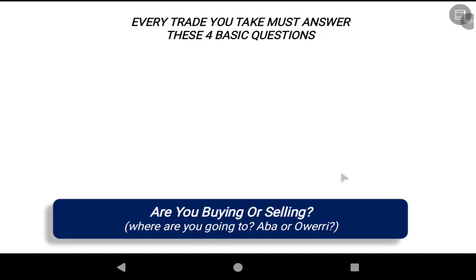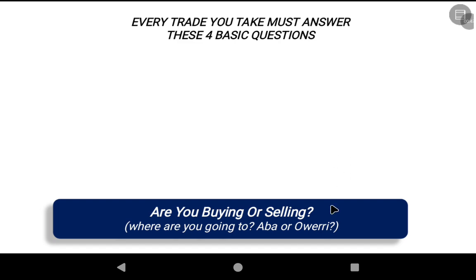Are you buying or selling? In this case, I'm going to be using a case in point like going to Aba or Owerri. Imagine you wake up one morning, you know you have to travel, but you don't know where you're going to. If you don't know where you're going to, every road leads to your destination. So you have to be very sure, with no ambiguity, with certainty, that this is where I'm going to.